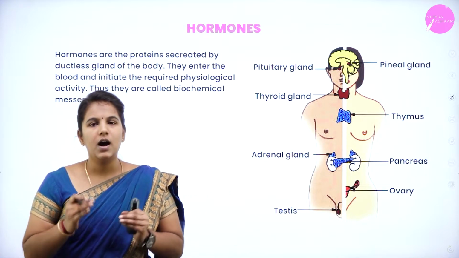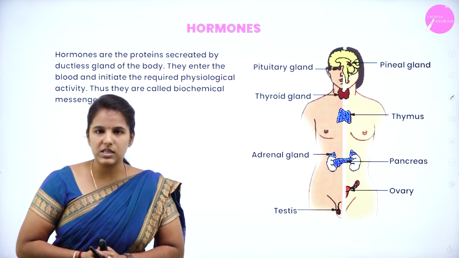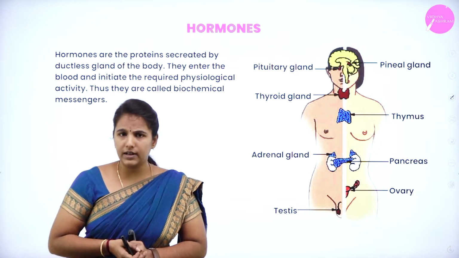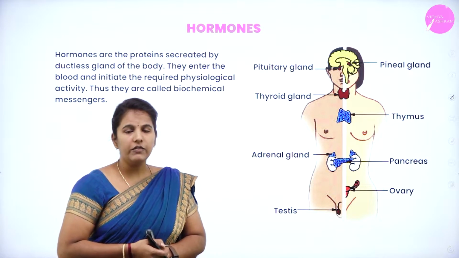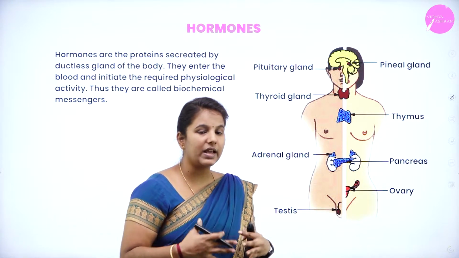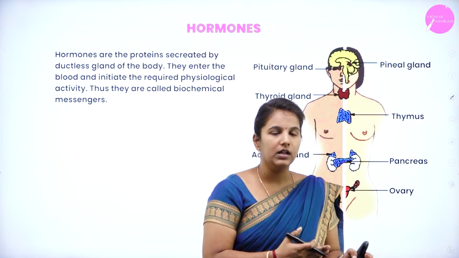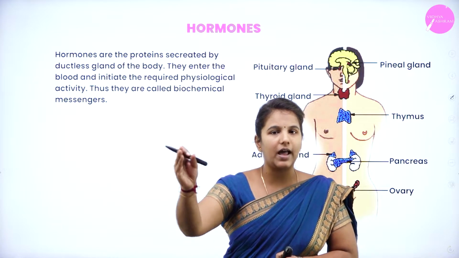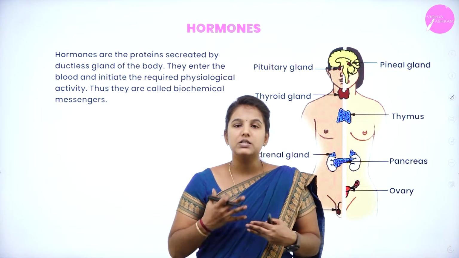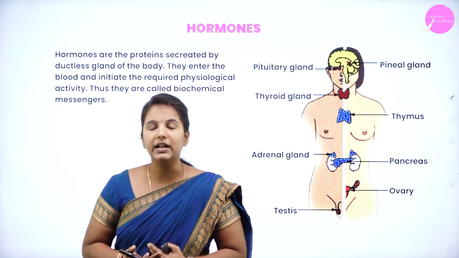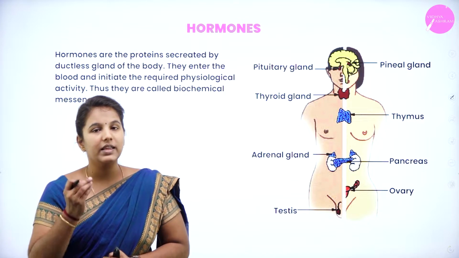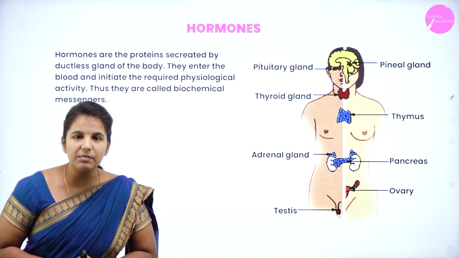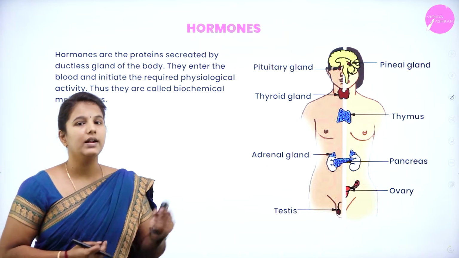Already we have learned that hormones are chemical substances which are secreted by ductless glands. The examples of ductless glands are endocrine glands. These endocrine glands secrete their hormones directly into the blood. Once these hormones reach the blood, from the blood they reach the targeted site and perform their physiological activity. That is why the hormones are also known as chemical messengers. Understood? So what are hormones? Hormones are the chemical substances which are produced from the ductless gland.